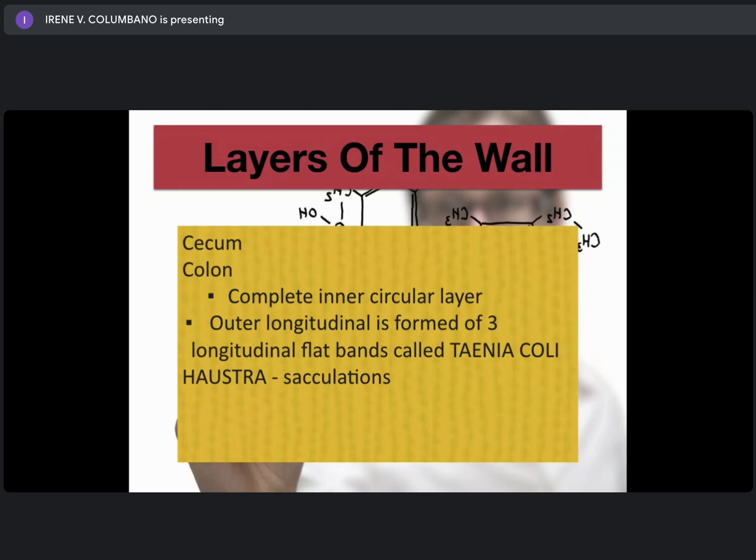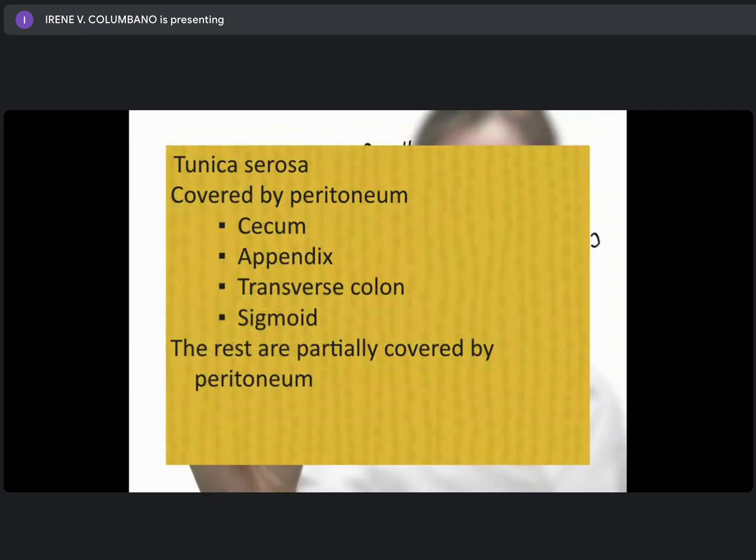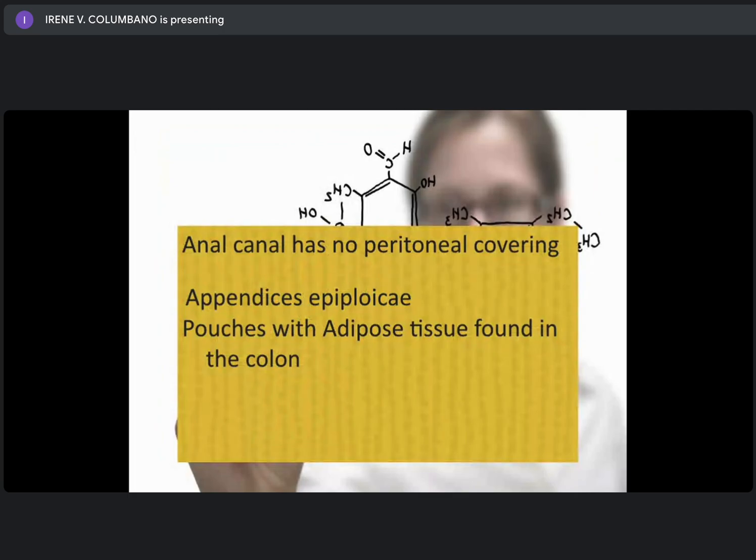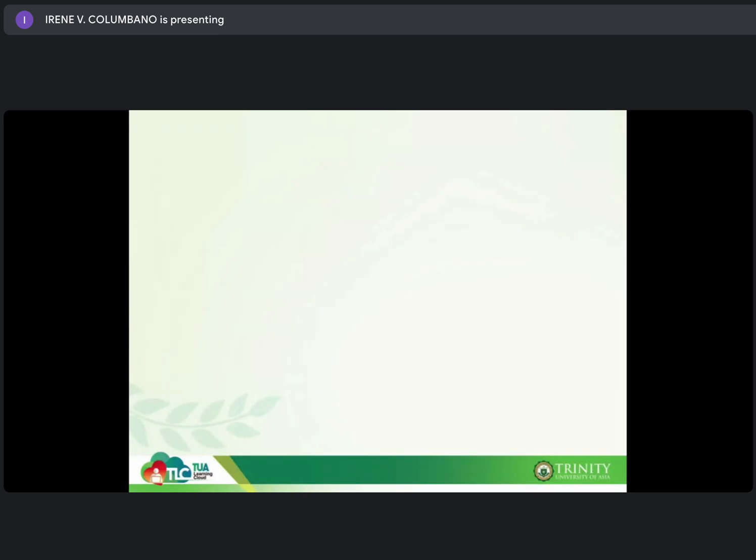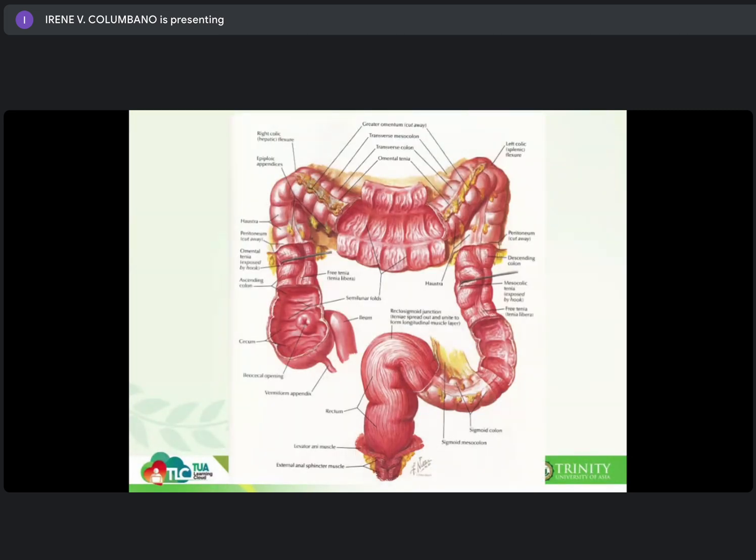At paano natin ma-distinguish ang large intestine from small intestine? Sa large intestine, meron yung sacculation or haustra, no? Tunica serosa nila is covered by peritoneum, such as yung cecum, appendix, transverse colon, and sigmoid. Covered dyan ng peritoneum. Okay? The rest are partially covered by peritoneum. Anal canal has no peritoneal covering. Appendices epiploicae, pouches with adipose tissue found in the colon. Mamaya i-discuss natin yan.